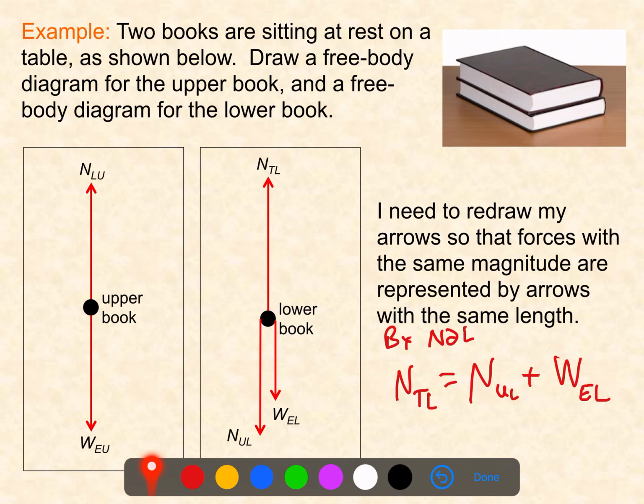Okay, next time we will start using free body diagrams to actually go forward and apply Newton's laws to a problem-solving situation, or several of them, and I will talk more about that then.